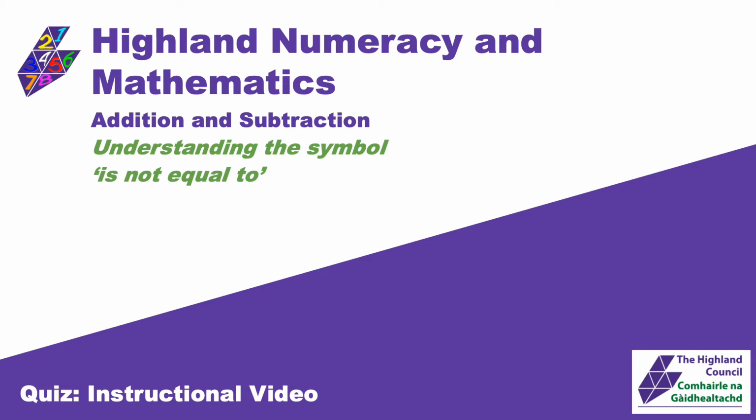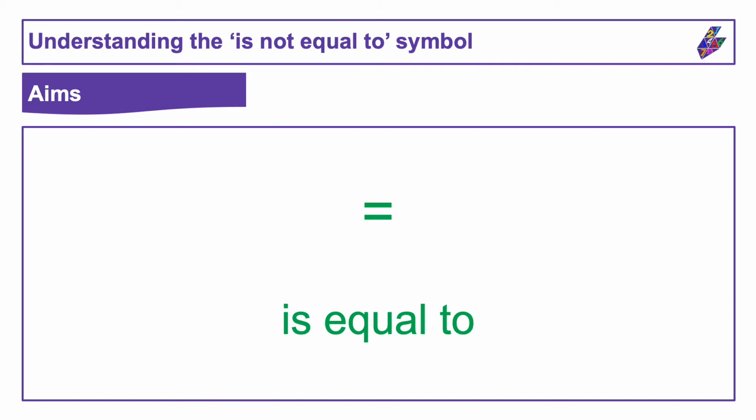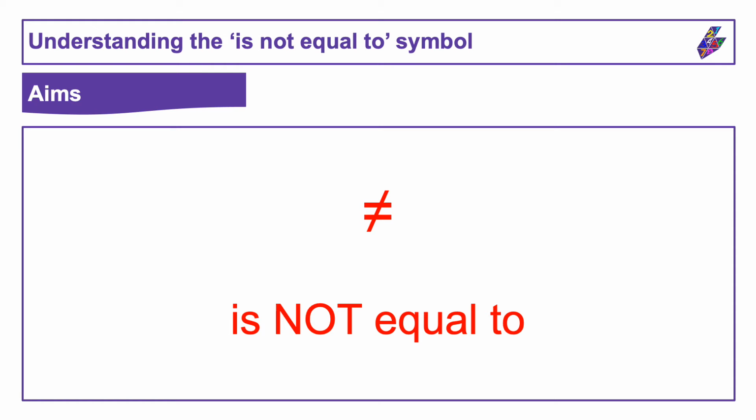This video will review the meaning of the equals sign and compare this to the meaning of another symbol that means is not equal to. In previous videos, we've looked at this symbol here, which means is equal to. In this video, we're going to explore this symbol here, which means is not equal to. The symbol seems to make sense because it looks like an equal sign, but it has a line through it, so is not equal to.